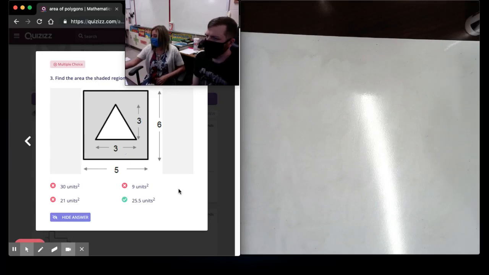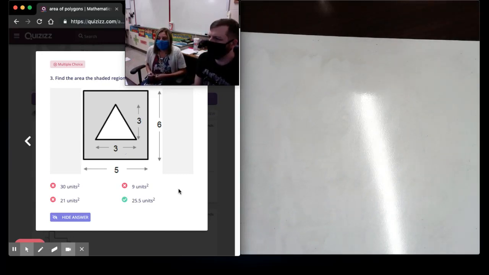Okay. So that means we have to find the area of 2 different shapes. Exactly. So what 2 shapes do you see, Ms. Harper? I see a square and a triangle.